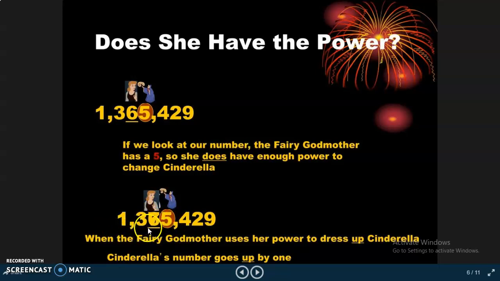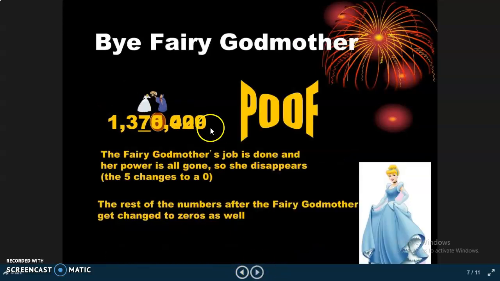So you'll see nothing else in the front has changed. The Fairy Godmother's job is done, and her power is all gone. So she used up all her power to change that 6 to a 7. So now she's going to disappear, which means her circle will turn to a 0, and so will everything else past her circle. So once the Fairy Godmother does her job, poof, she's gone, and so are the other numbers after it.